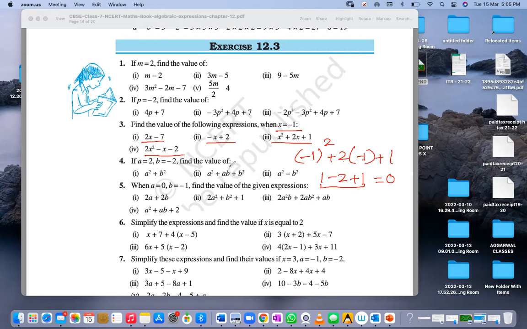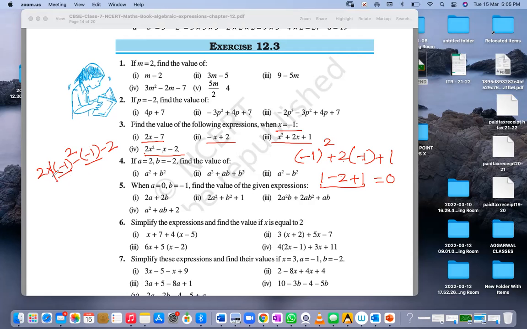And the last, this is 2x square minus x minus 2. So how will you write it? 2 multiplied by -1 squared, minus -1, minus 2. So the use of brackets is very important. Put brackets wherever necessary. Otherwise, you will get confused. Whenever there is a negative sign, you have to put brackets especially.